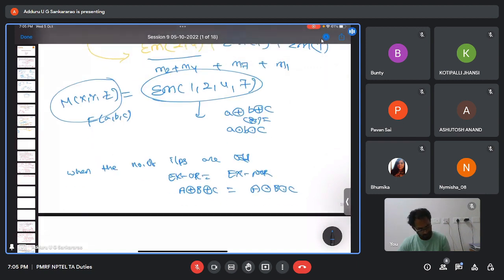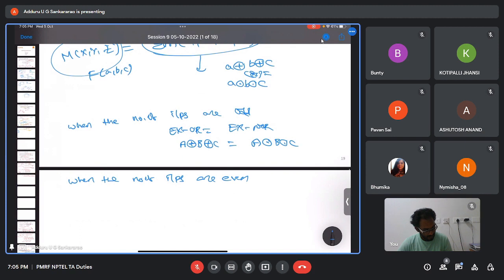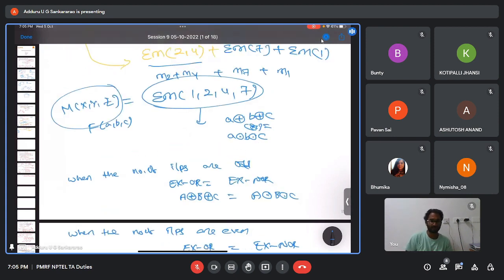That is, let us say A XOR B XOR C equals A XNOR B XNOR C. Okay. And when the number of inputs are even, then XOR is the complement of XNOR. You know this, right? That is, you have two inputs, then A XOR B equals the complement of A XNOR B, or four inputs or six inputs like that. Since we have three inputs, XOR equals XNOR, both are same.